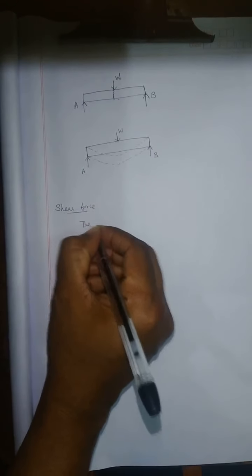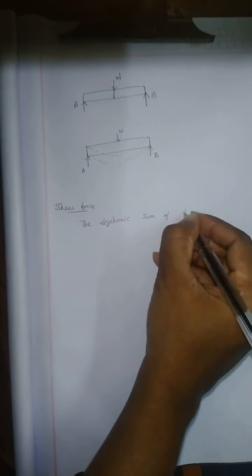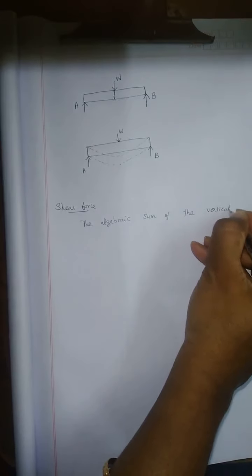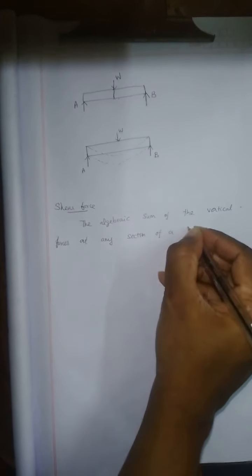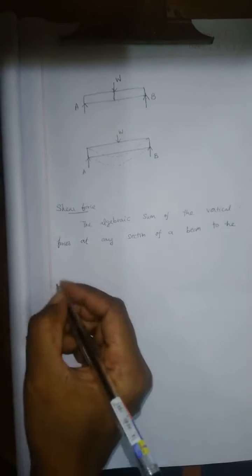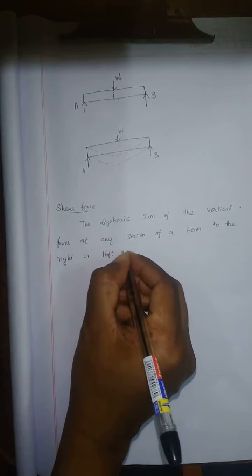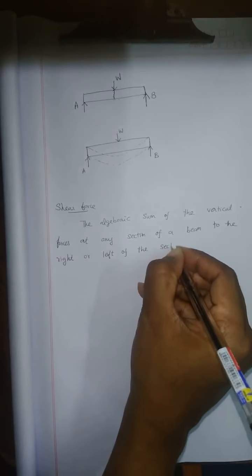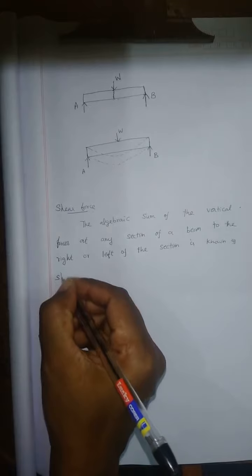the algebraic sum of the vertical forces at any section of a beam to the right or left of the section is known as shear force.